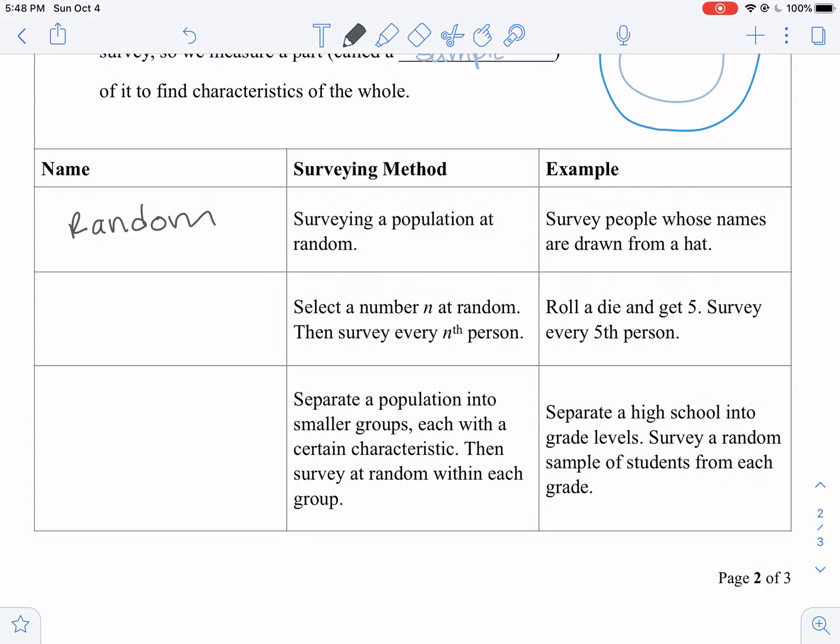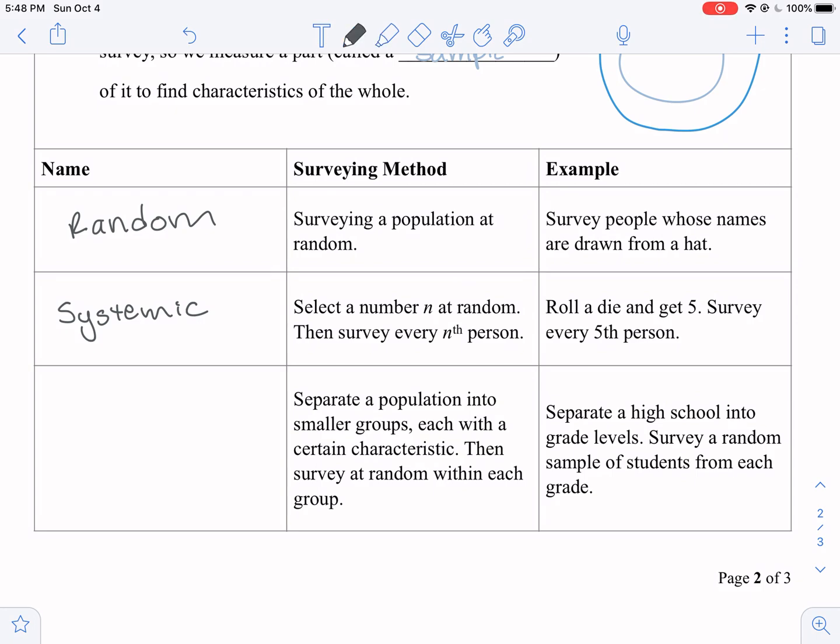So that's random. Another way to do it is systematic, according to some sort of system. And this would be like, oh, we're going to pick every 5 people or so. We're going to pick every 7 people.